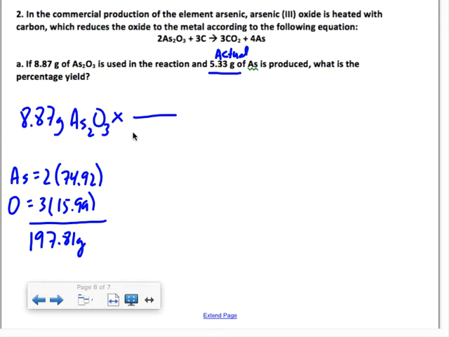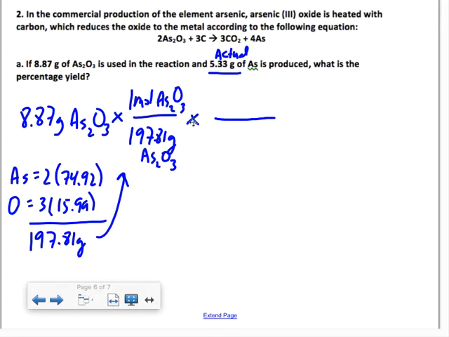So if I measured out 197.81 grams of As2O3, I would have a mole of As2O3. I'm in grams, so grams is going to go on the bottom. So 197.81 grams of As2O3 is equivalent to 1 mole of As2O3. Okay, now I'm in moles, and I can use the mole ratio. I'm going from As2O3 to As. So I'm in moles of As2O3, that's going to go on the bottom, but I'm going to put a 2 here. 2 moles of As2O3 to 4 moles of arsenic.